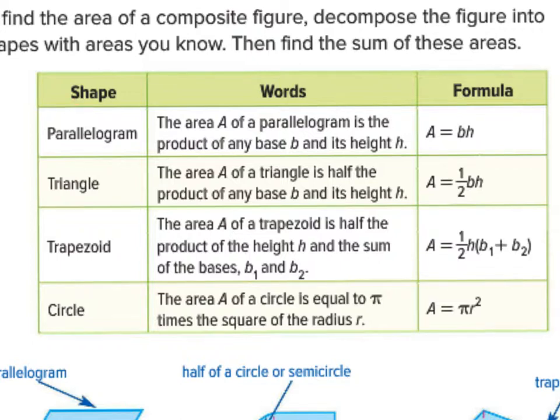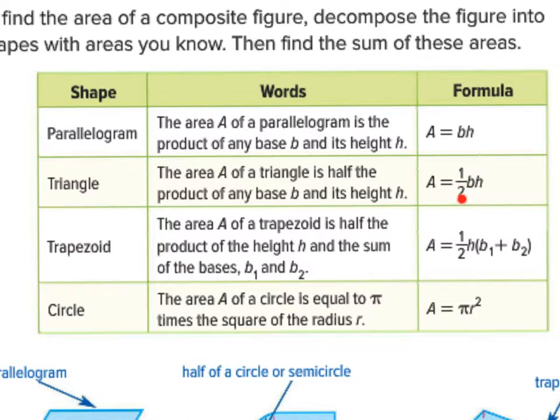So the area of a parallelogram is the product of any base and its height. Any base can be any side. You choose any side, and then you measure the distance between the parallel lines, and that would be the height. So its area equals base times height. A triangle is half of that. So the area of a triangle is half the product of any base, b, and its height. So half the base and the height, because in a parallelogram, you have two triangles.